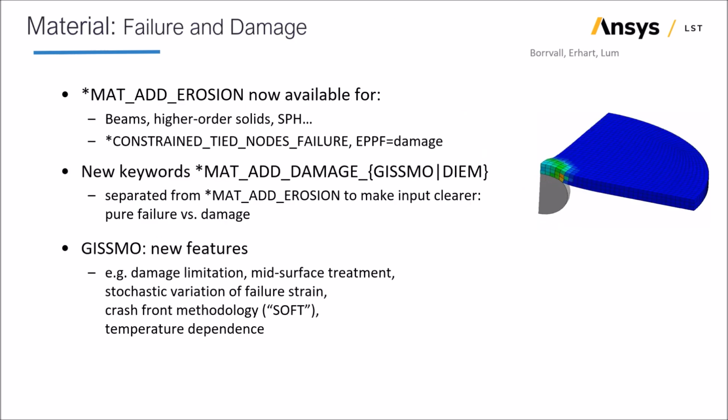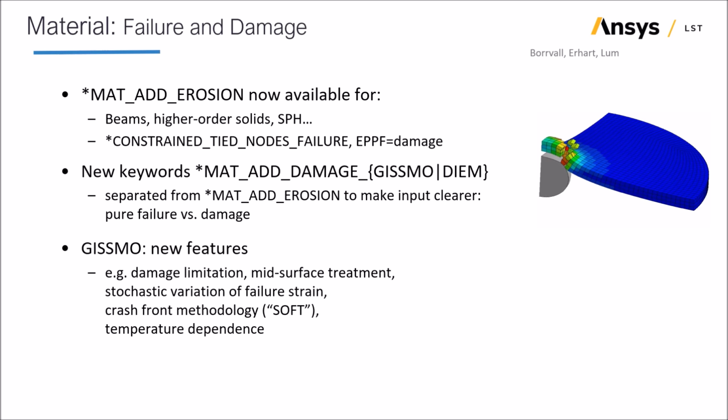MAT_ADD_EROSION was first introduced to enable users to tell LS-DYNA to delete elements when they reached a simple failure criterion or if they were misbehaving in some way. It has historically been limited to solids and shells and only the simpler element formulations. Now it's been extended to cover a much wider range of element formulations and types, including beams. It's now available also with constrained tied nodes failure, which enables solids to break apart from each other when the failure criterion is reached, like in the animation here.